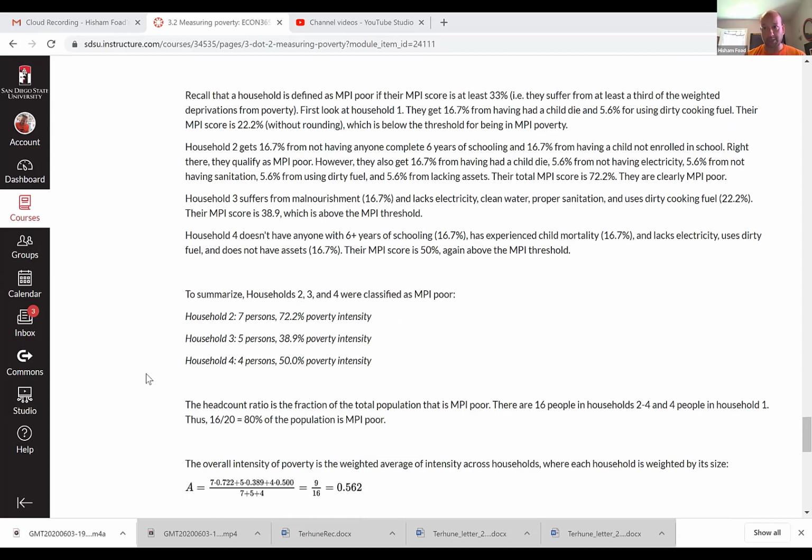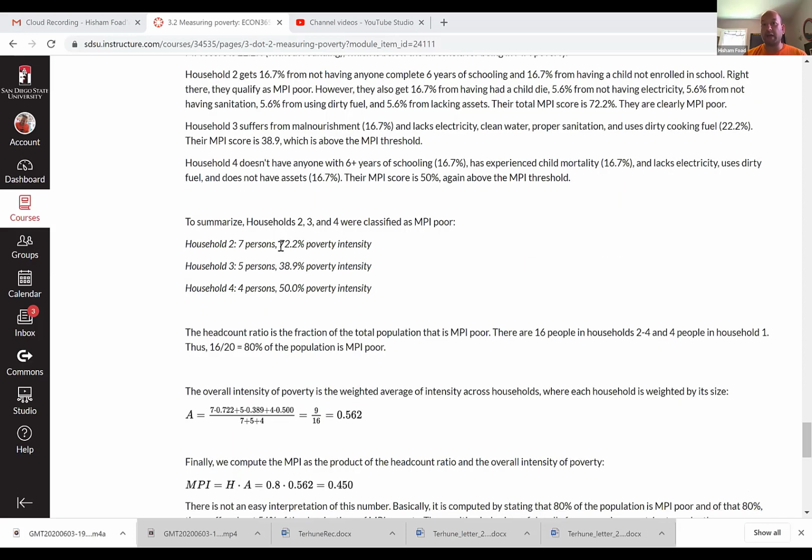So 16 over 20 is going to be your headcount ratio, and that is 80% of that country's population in MPI poverty. Now, the second thing we need to do is figure out the average intensity of MPI poverty. Household 2 has an intensity of 72%, household 3 has an intensity of about 39%, and household 4 has an intensity of about 50%. Average those, but that would not be 100% accurate because these households have different sizes. So what we do is a weighted average of the poverty intensities.